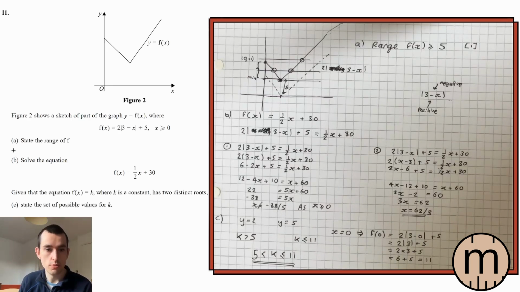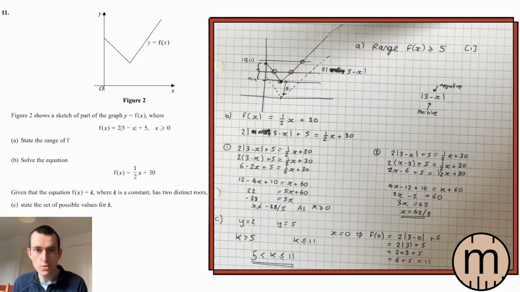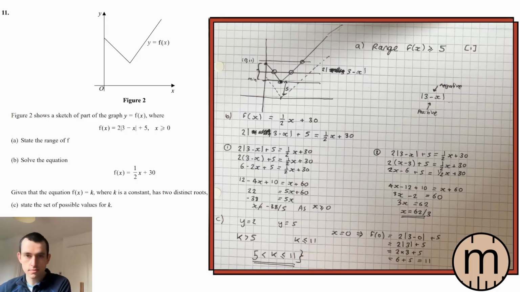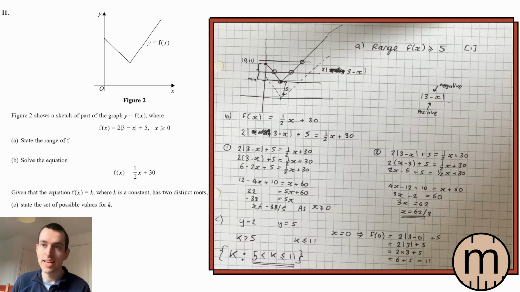No, wait, we're not done there. We need to state the set of possible values for k. So essentially it's asking in set notation. So what we need to do is take that inequality and put it in squiggly brackets. It's quite easy to do. Squiggle on the end, squiggle on the start. What do you want? You want k, and then a colon. Okay, now we're definitely done.